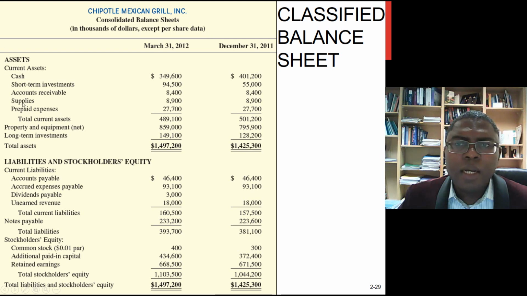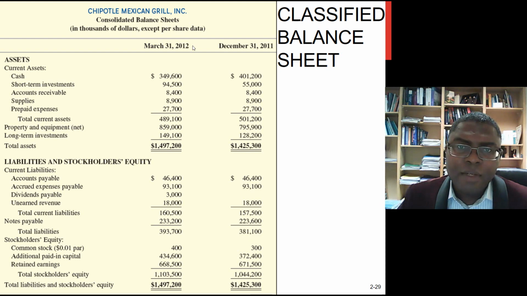So now for the year 2012, current assets will include cash, short-term investment, accounts receivable, supplies, prepaid expense. So when we add all of those, we end up with the total current asset. Then non-current asset will include things like property and equipment, long-term investment. When we add them with the total current asset, we have our total asset for the year 2012.